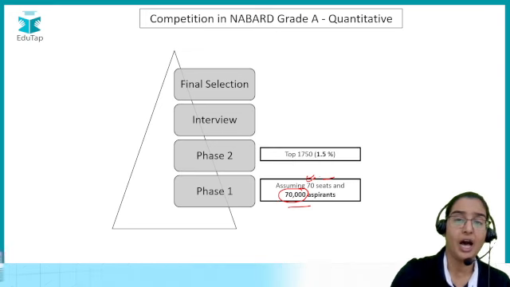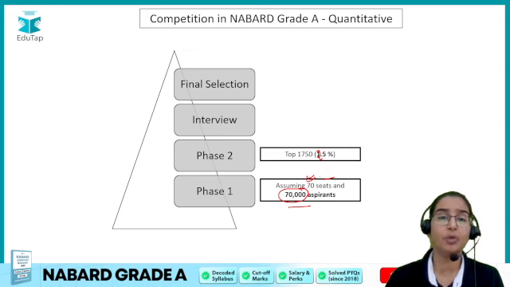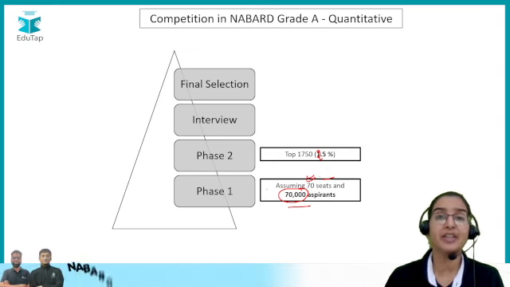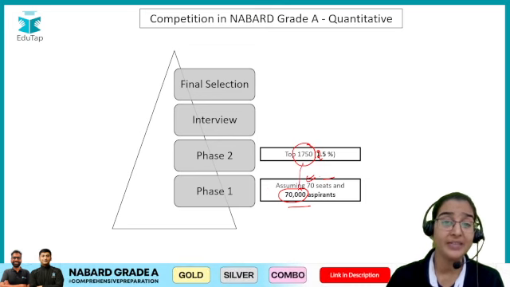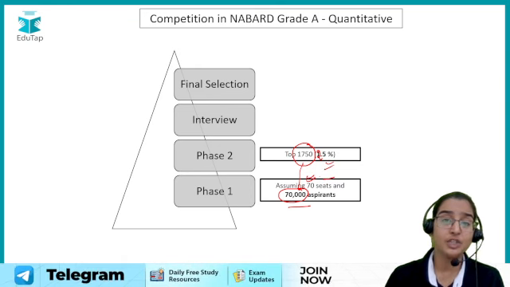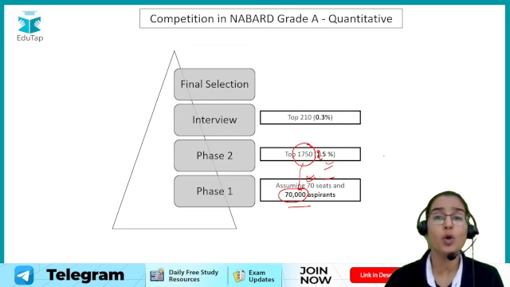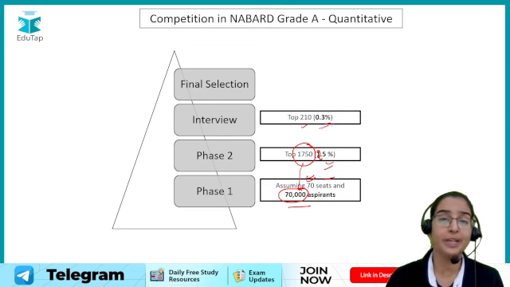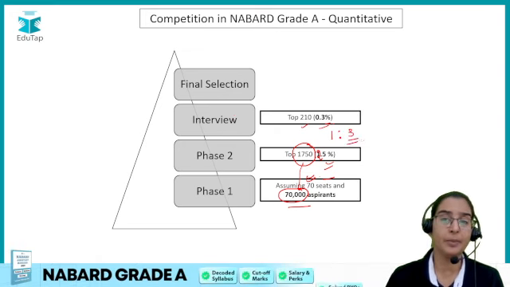So out of these, around 1750 people, that is 2.5%, will clear the phase 1 examination and will get the opportunity to write the phase 2 exam. So the top 1750 people out of 70,000 will get the chance to write this exam. Now out of these 1750, only 210 people, that is 0.3%, will get the chance to appear in the interview, because for every one seat, NABARD calls 3 people for the interview, right?